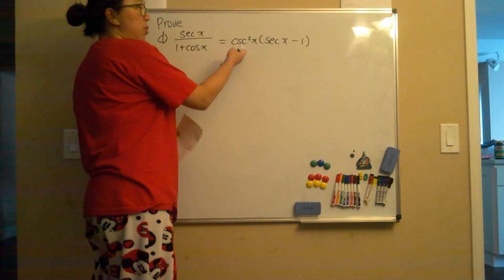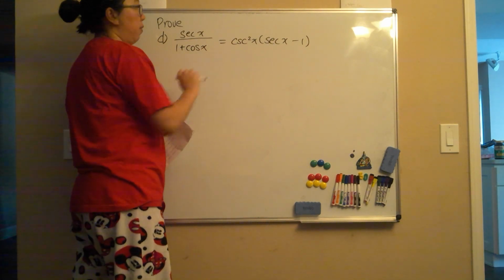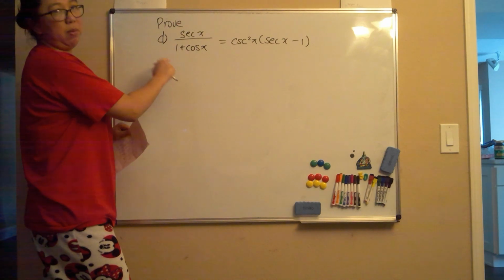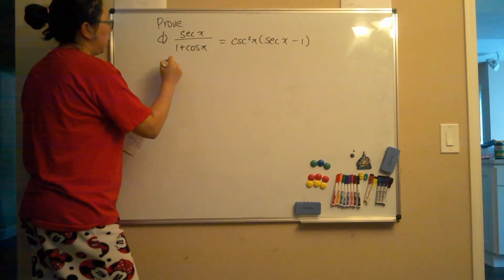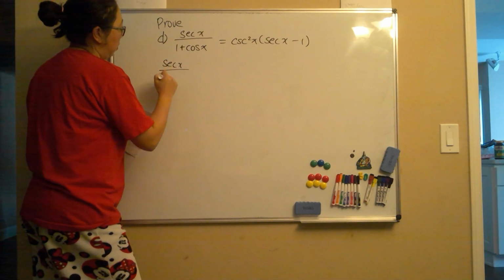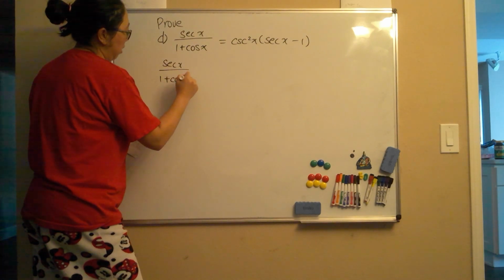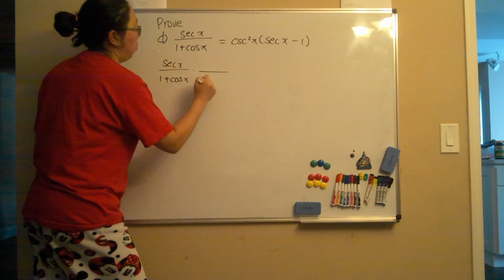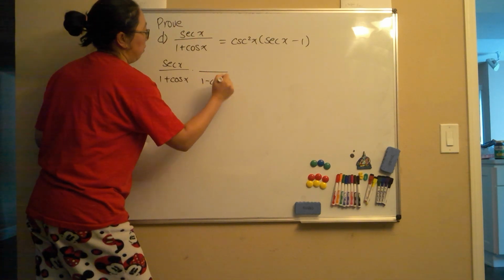some of you guys might choose to change this to 1 over sine x and work from here. I actually have a different idea. I'm going to do something on this side. So I'm going to take secant x over 1 plus cosine x, and I'm going to multiply this by the conjugate of this, 1 minus cosine x.